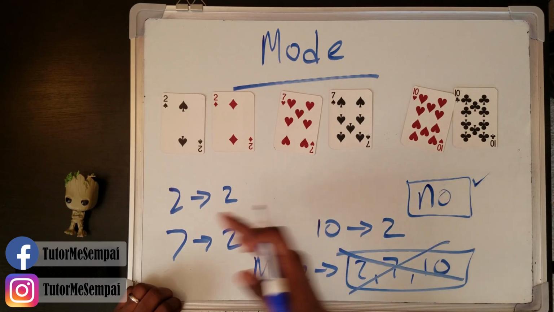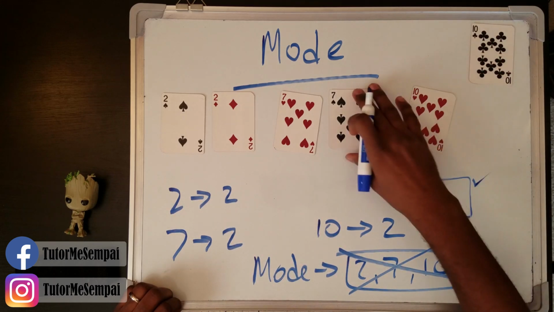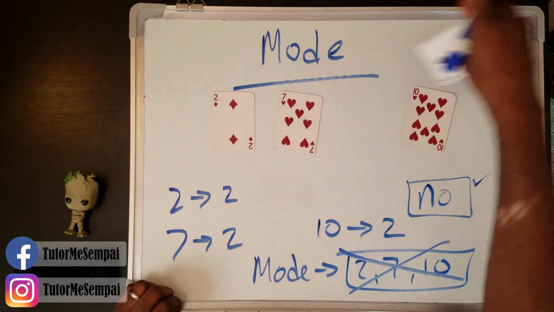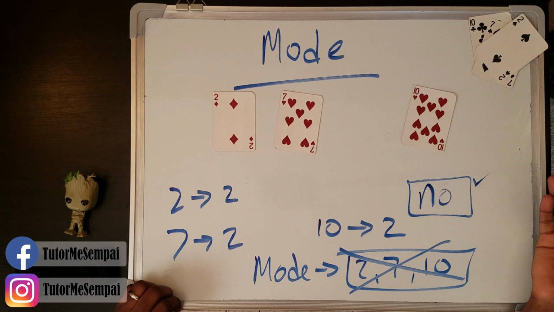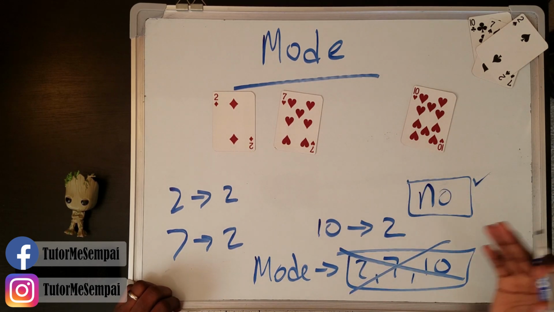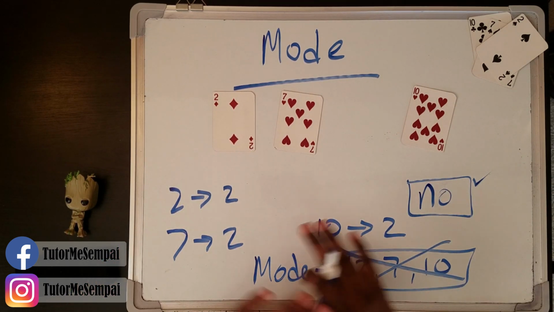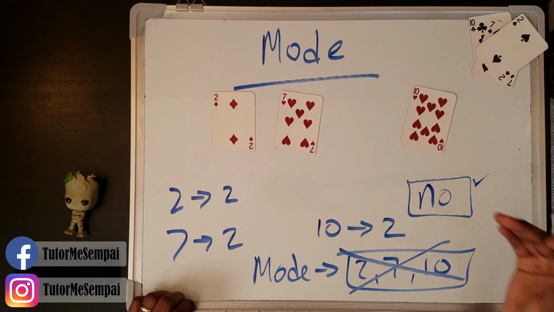No mode because everything is even. Even if there is 1 of each, it's the same thing. If there are 3 of each, it's the same thing. If everything is tied, if there are no differences, there is no mode.